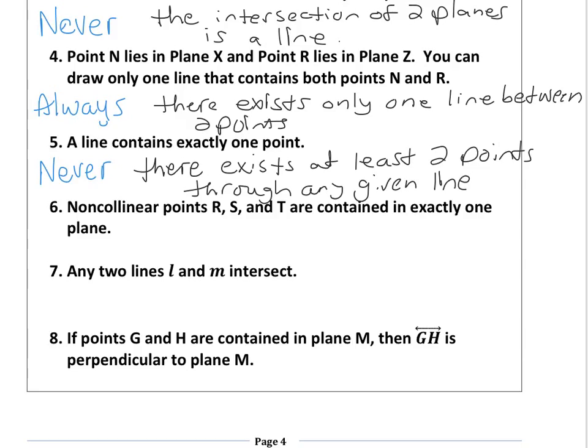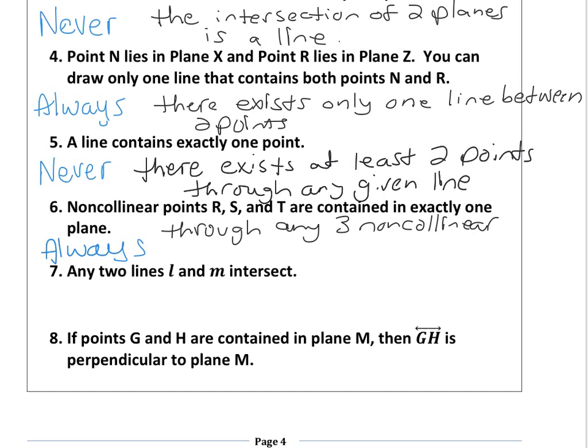Number 6, non-collinear points R, S, and T are contained in exactly one plane. That's always true. The justification: through any 3 non-collinear points there exists exactly one plane.